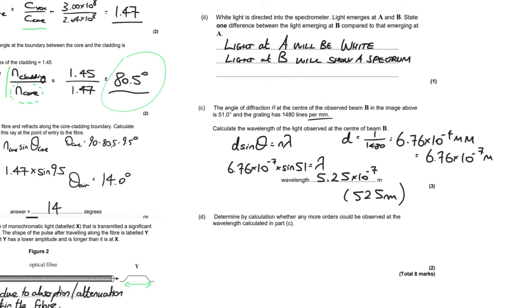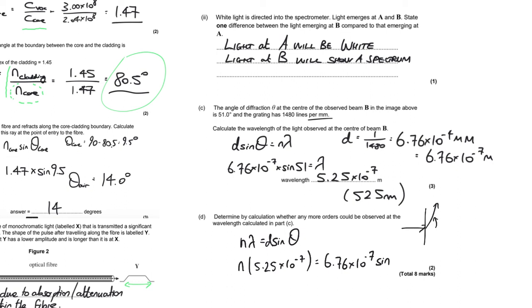D, determine by calculation whether any more orders could be observed at the wavelength calculated in part C. So what we want to do here, again, we've got n lambda equals d sine theta, and we want to work out what n is for our given wavelength, 5.25 times 10 to the minus 7, with the same value of d. And we want to set the maximum angle that we can possibly get, which is 90 degrees, isn't it, from the centre for a visible order. So we've got that, sine of 90 of course equals 1.